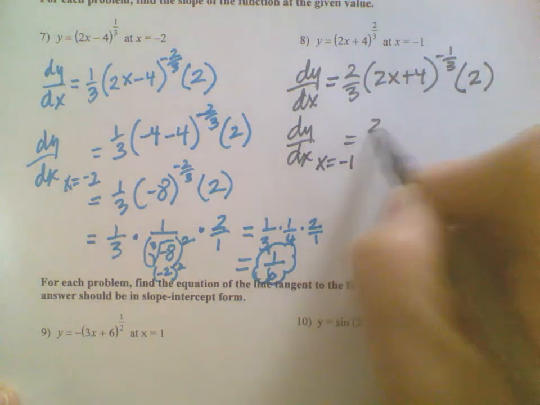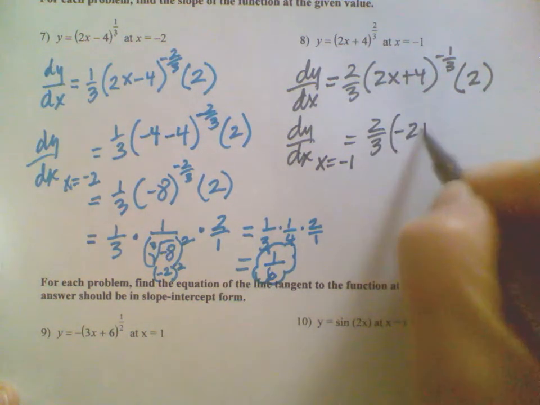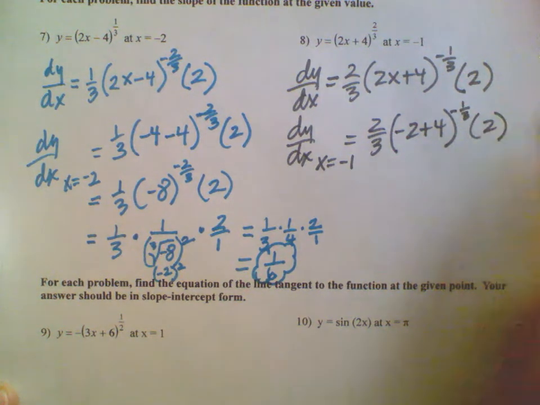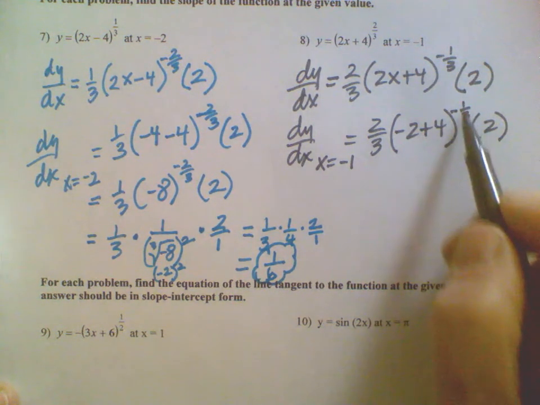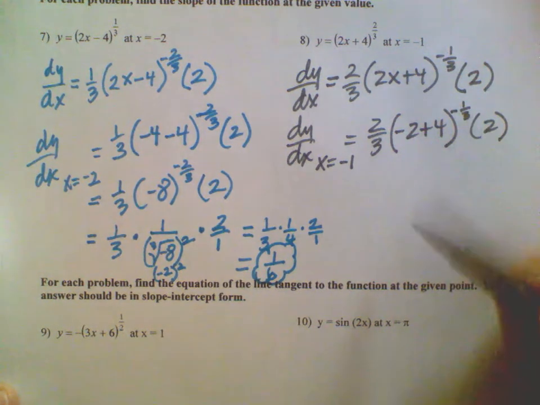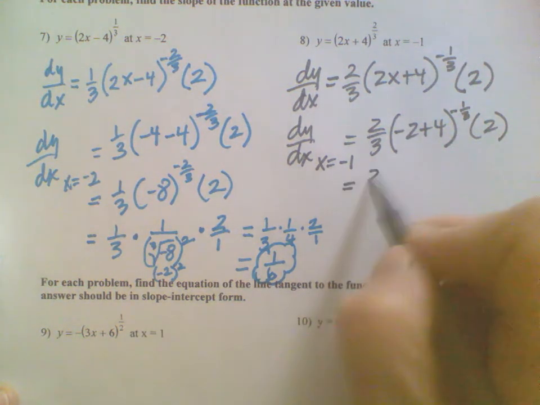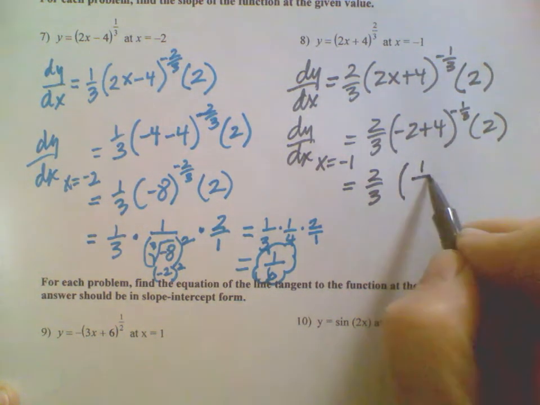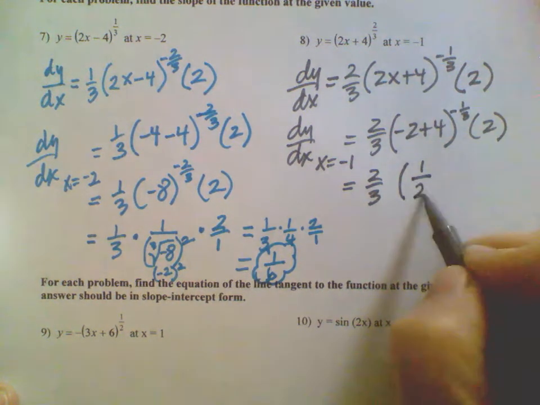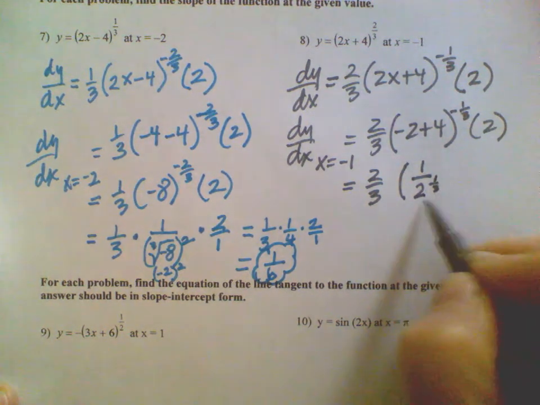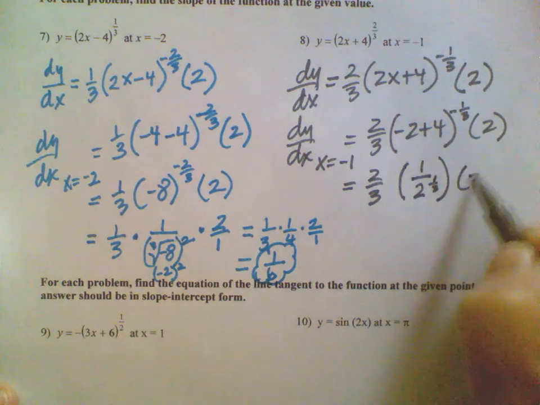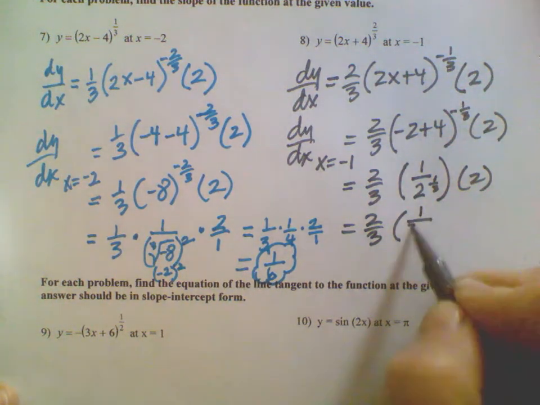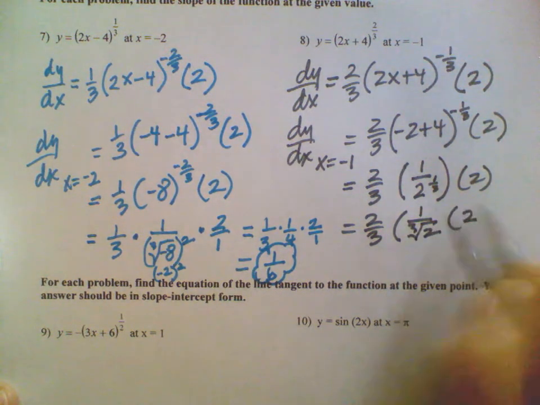Now I have to evaluate dy/dx at x equals negative 1. That is 2/3 times (negative 2 plus 4) to the negative 1/3 power times 2. Remember what that third power does: it makes a cube root in the denominator. So this is going to be 2/3 times 1 over 2 to the 1/3, making it positive in the denominator, times 2, or 2/3 times 1 over the cube root of 2 times 2.